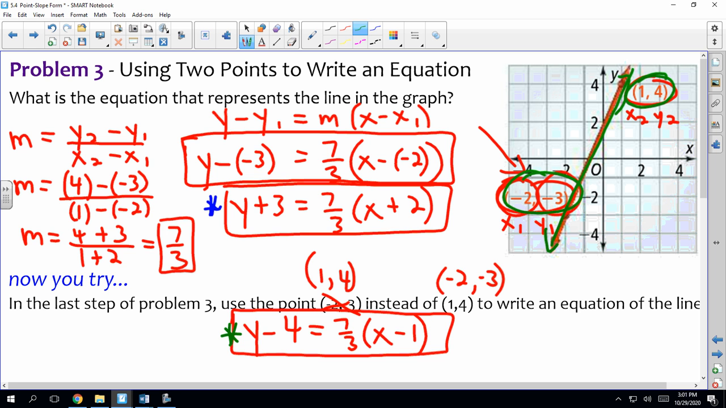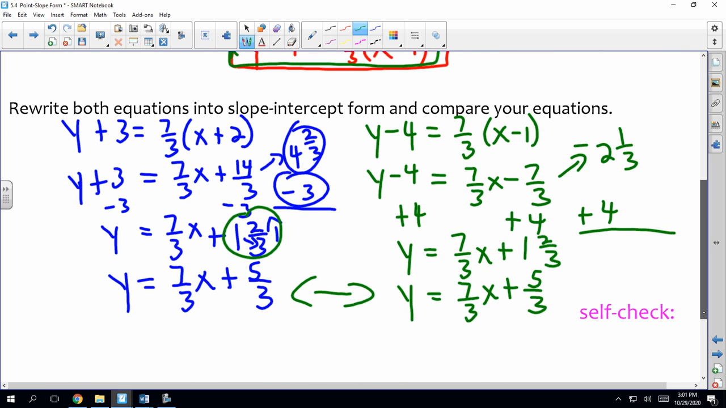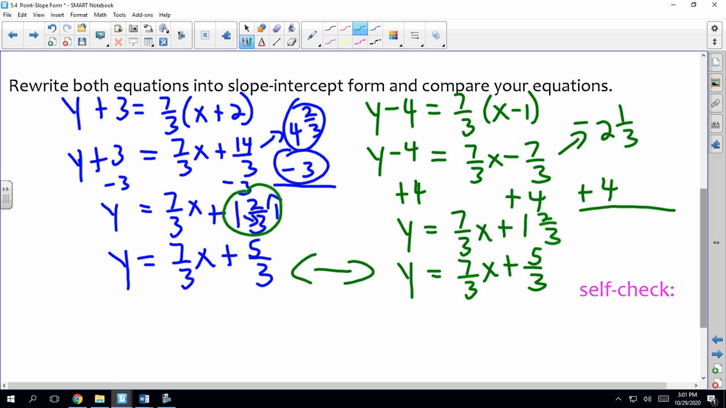What's happening here and here is just a different form of the same equation, but it is the same equation. And we can see that by comparing the slope-intercept forms of those two equations. So slope-intercept form is just a different way of writing the equation of a line. When you graph it, you get the same line.